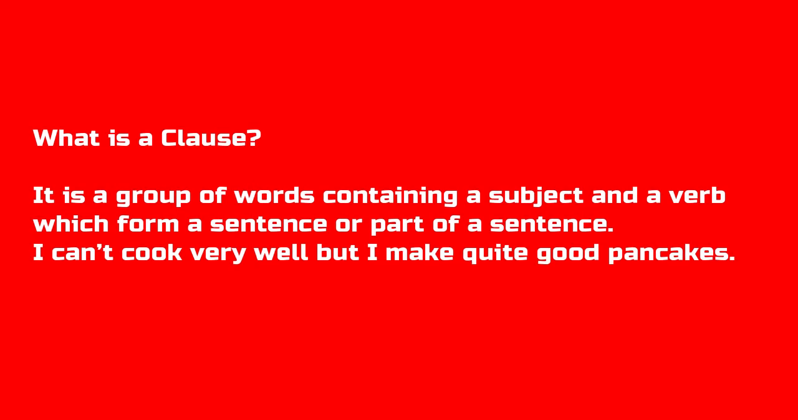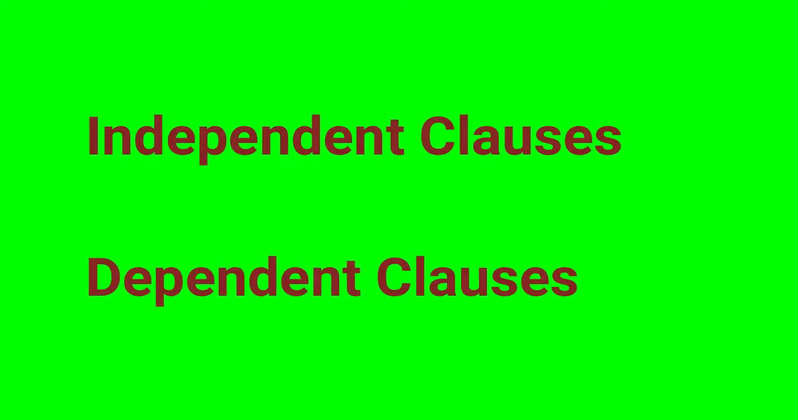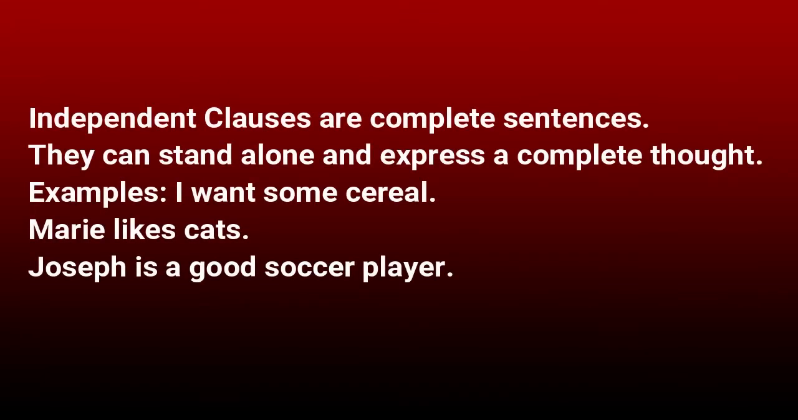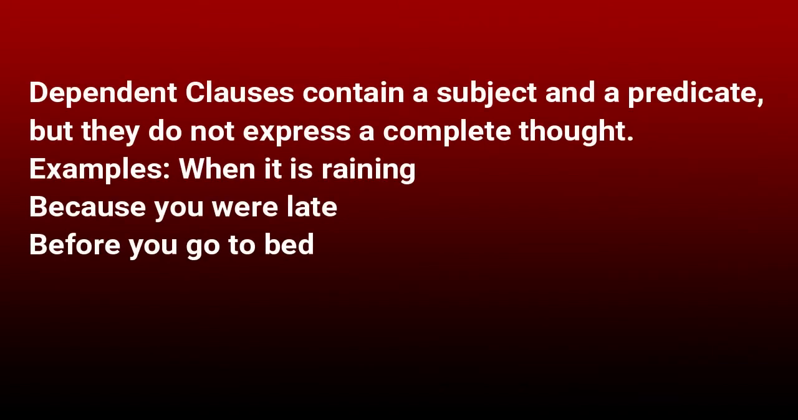For example, I can't cook very well, but I make quite good pancakes. Please understand, a clause has a subject and a verb. There are two types of clauses: one is independent clause, the other is dependent clause. Independent clauses are complete sentences. They can stand alone and express a complete thought, whereas dependent clauses contain a subject and a predicate, but they do not express a complete thought.